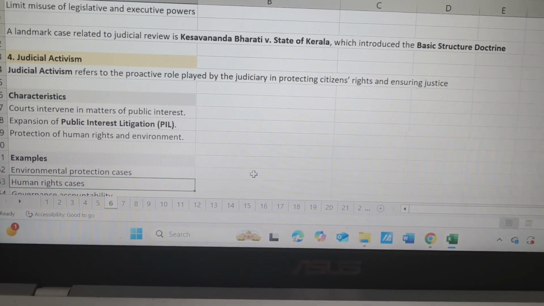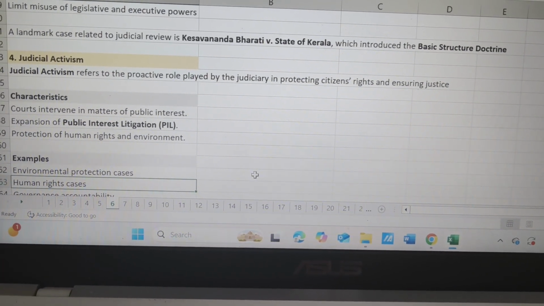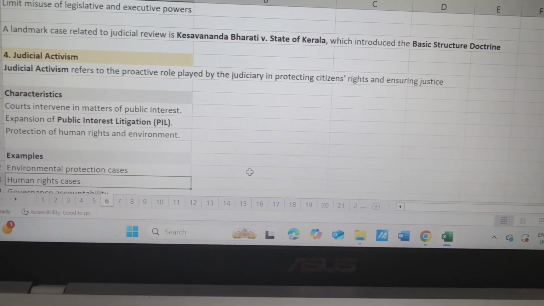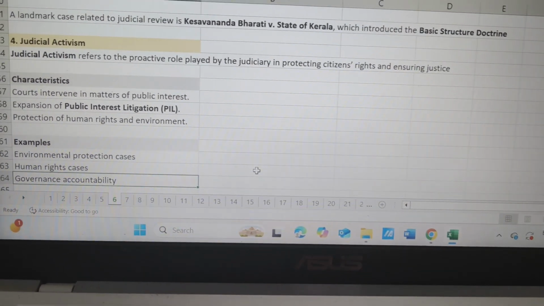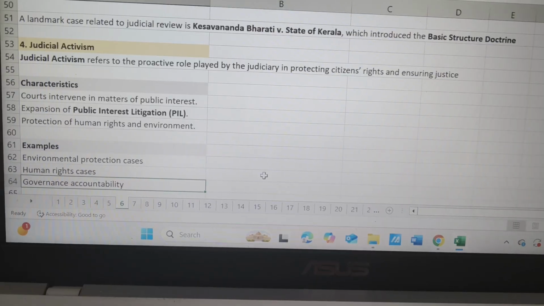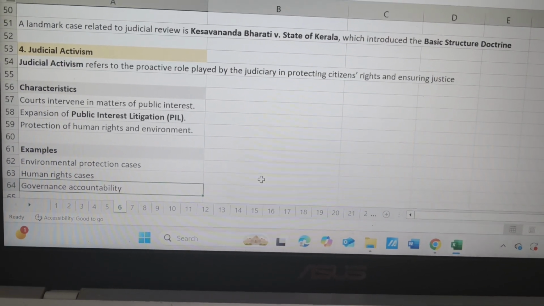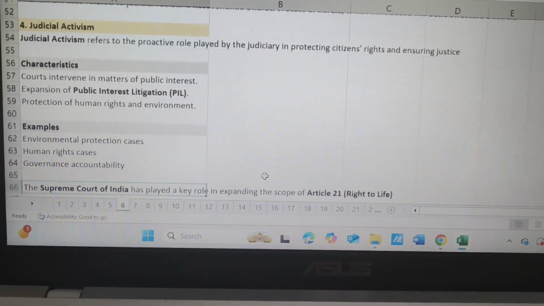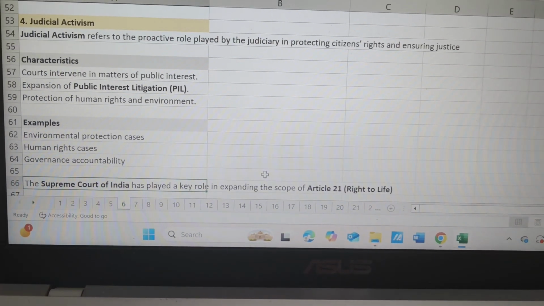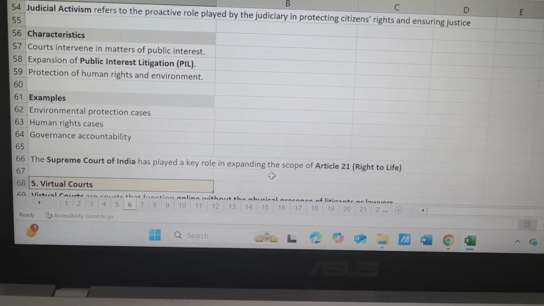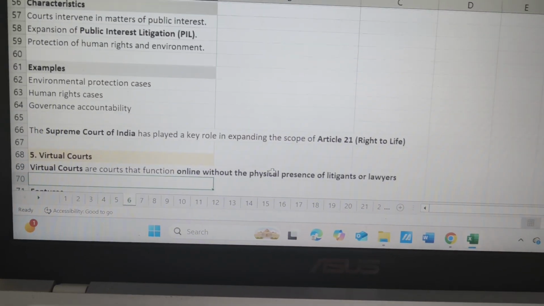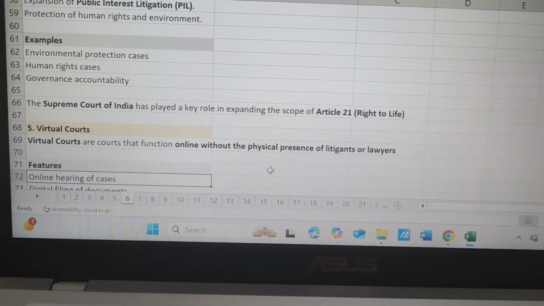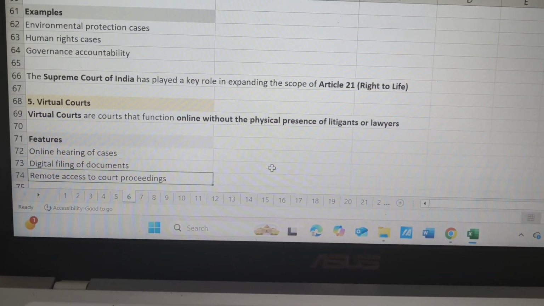Judicial activism. Judicial activism refers to the proactive role played by the judiciary in protecting citizens' rights and ensuring justice. Characteristics: courts intervene in matters of public interest, expansion of public interest litigation, PIL, protection of human rights and environment. Examples: environmental protection cases, human rights cases, governance, accountability. The Supreme Court of India has played a key role in expanding the scope of Article 21 right to life.